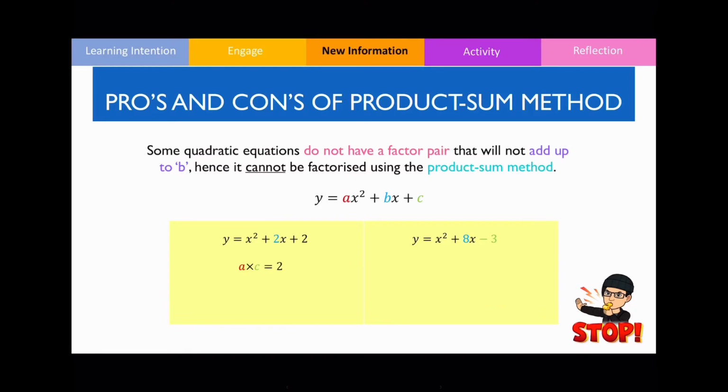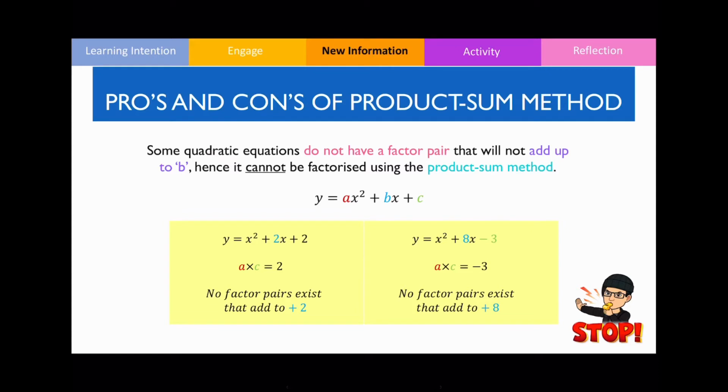What are two numbers multiplied together that give you 2, but also add up to 2? In this case, there are no numbers at all. So that's what I mean by you can't actually use the product sum method to factorize this particular equation. Similarly, for the next example over here, there are no numbers that multiply together to give you negative 3, but add up to positive 8. As a result, we can't use the product sum method.